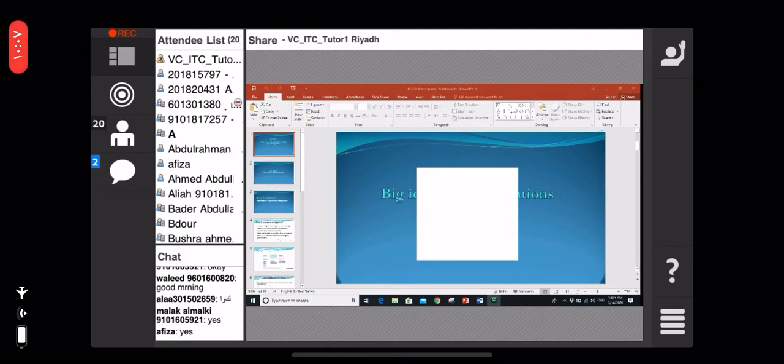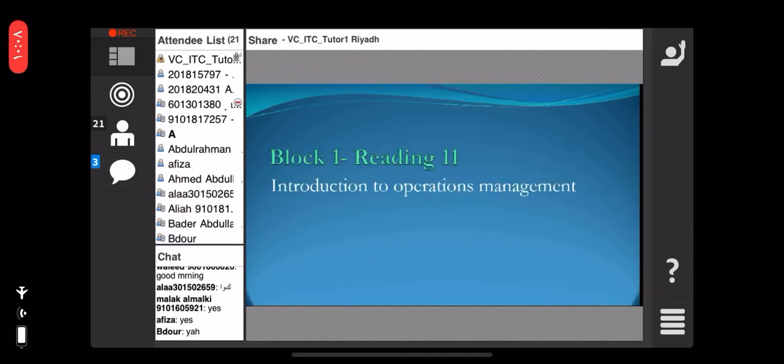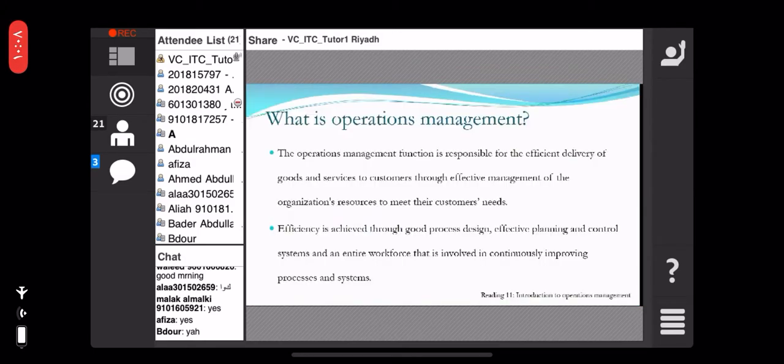Okay, then we'll start. Bismillahirrahmanirrahim. Introduction to operations management. How to manage the operations. Basically, in this chapter, we are going to discuss how to manage the operations.